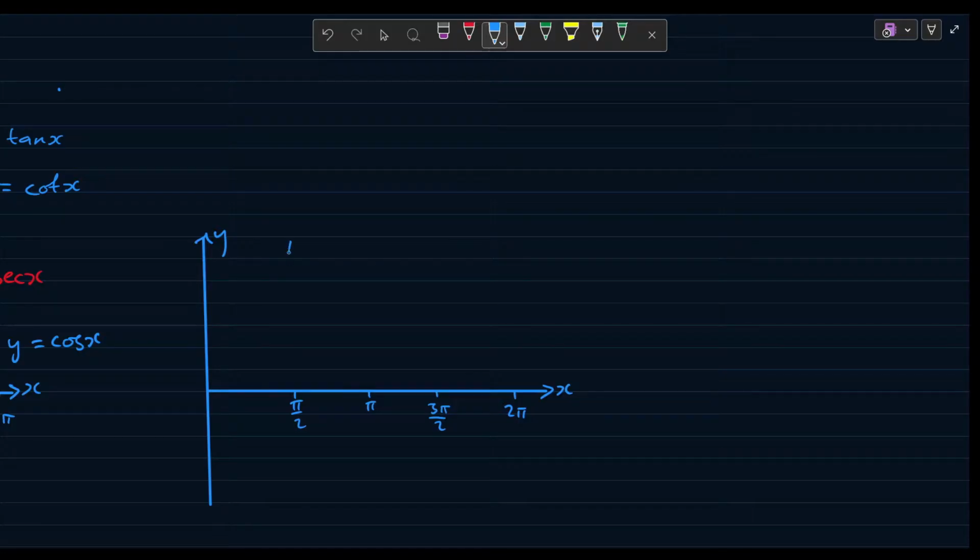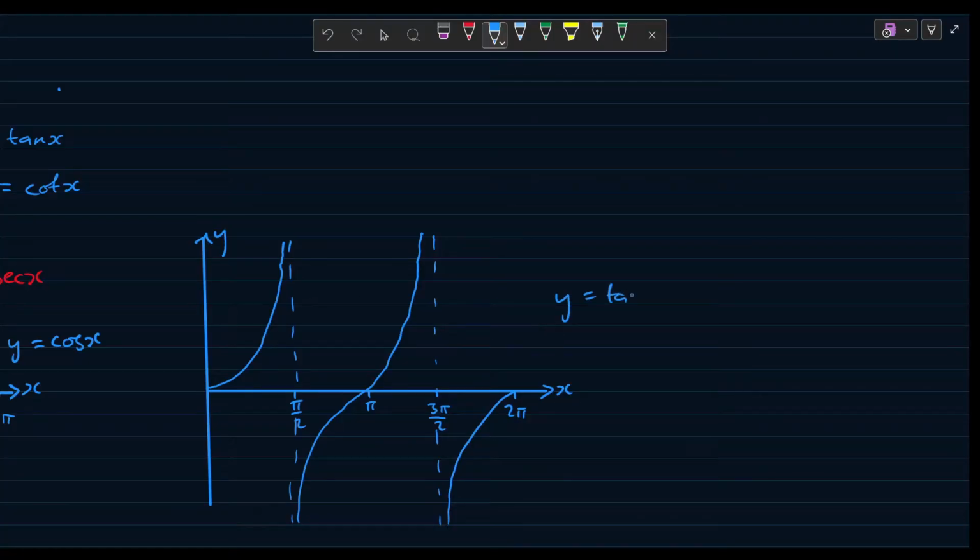So the first asymptote is going to be here, and the second asymptote is here. And it looks like this. And then finally like this. The blue graph is y is equal to tan x.